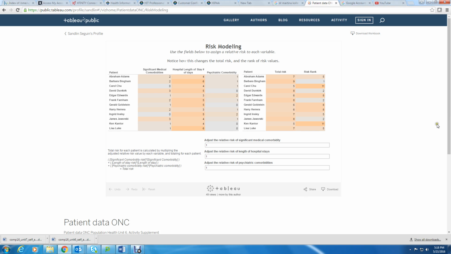In the absence of a model, we initially assigned the 3 risk factors equal weights, as you can see on your screen. Patients ranked in the 1 to 4 risk range are considered high risk. Those ranked in the 9 to 12 range are considered low risk. So in the absence of a model, you can see that patients Bingham, Farnham, and Jaworski are appearing as high risk.